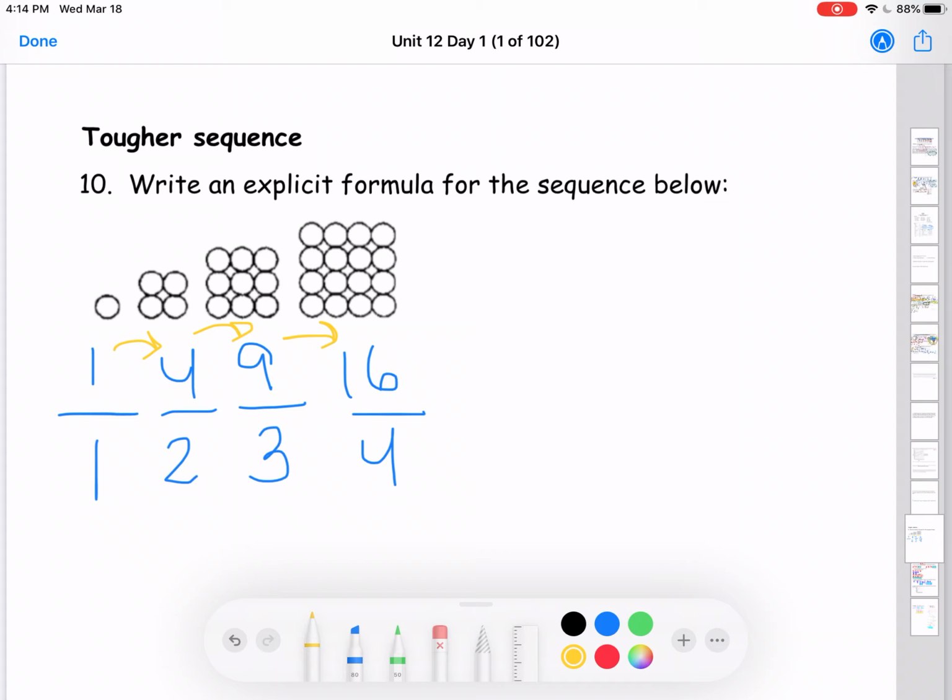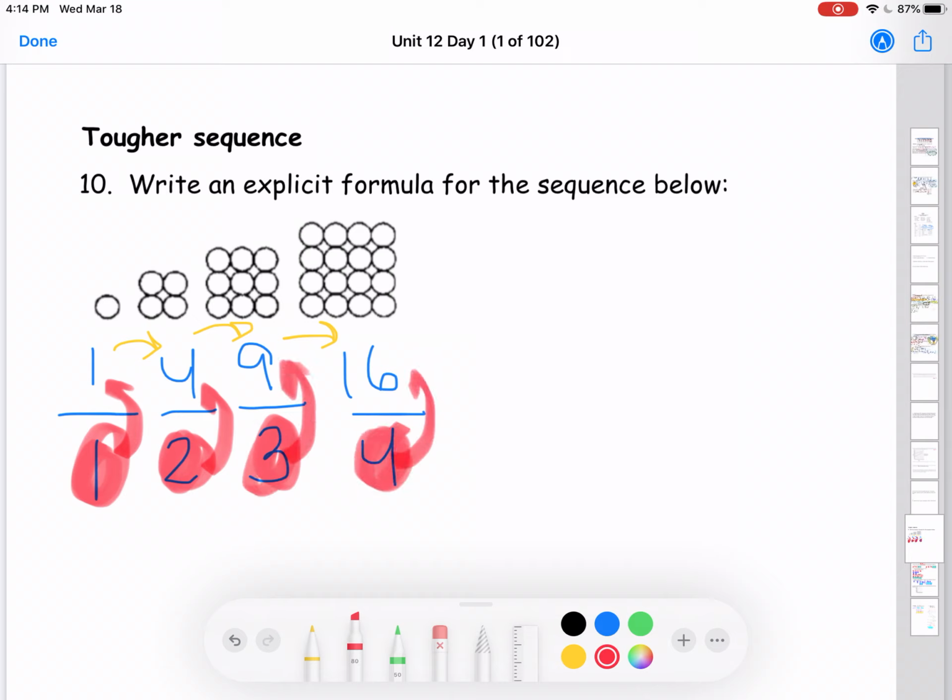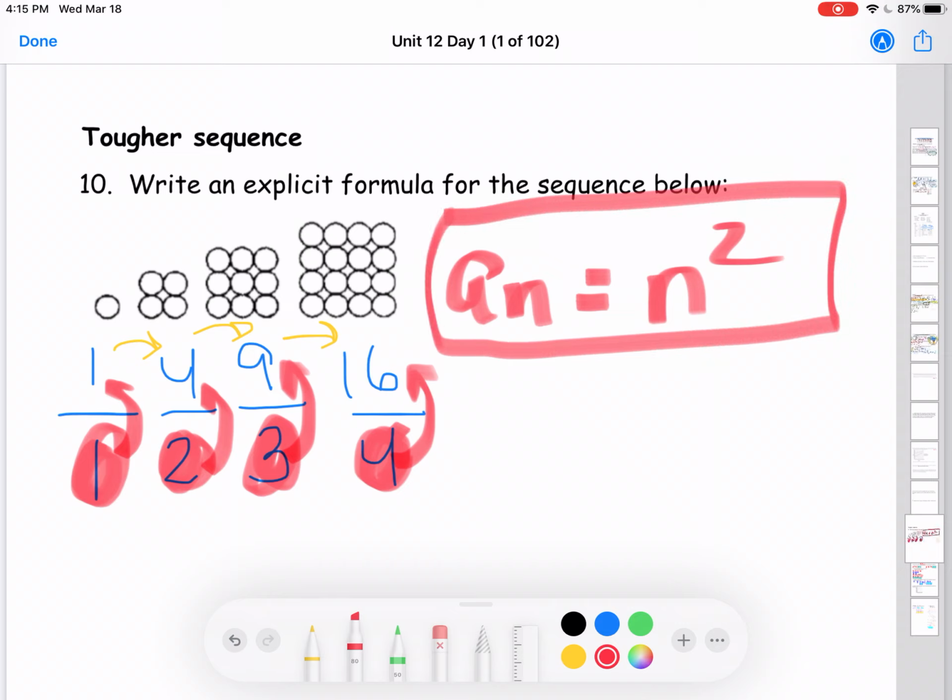So you're supposed to look at the term and see, what can I do to the term to get this? What can I do to the position to get the term? What can you do to the position to get to the term? So some people did notice it the day I taught it. A sub n is equal to n squared. So it's the position squared that would always give you this. So that was just a tougher one that we tried. And we will do more of those as we go.